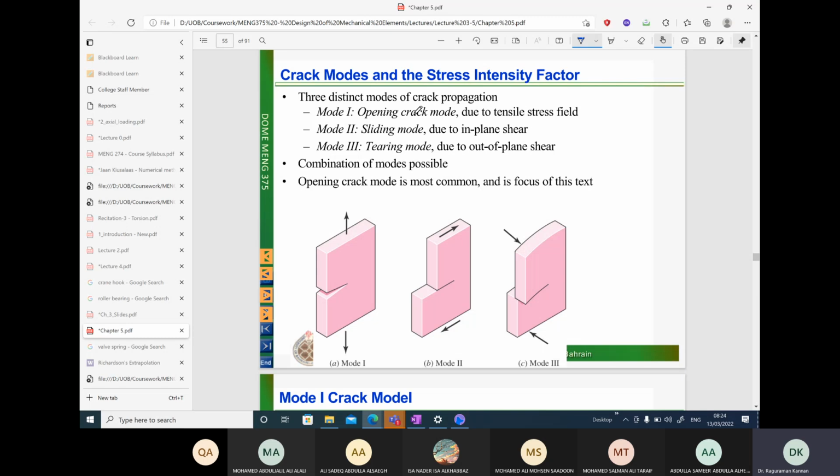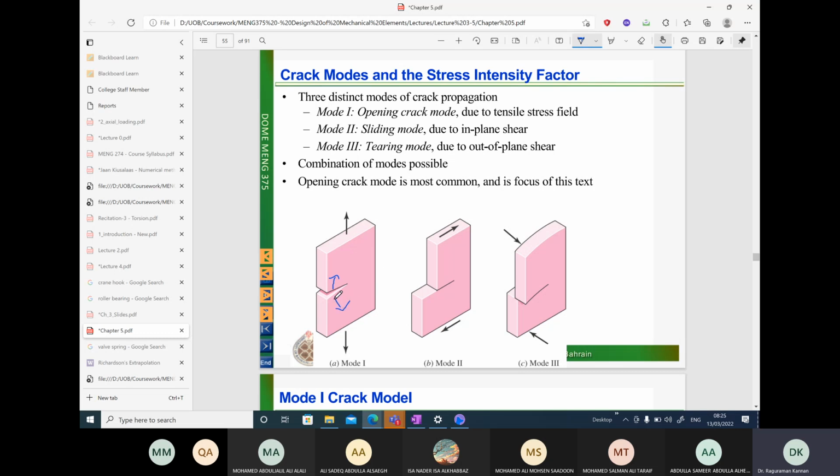Now there are three modes in which crack propagation can take place. All crack propagation usually takes place in mode 1. So what is mode 1 crack propagation? If you have a crack opening as shown in the plate over here, and we apply a load in the direction normal to the direction of the crack surfaces, and it leads to opening up of the cracks like this, then it is mode 1.